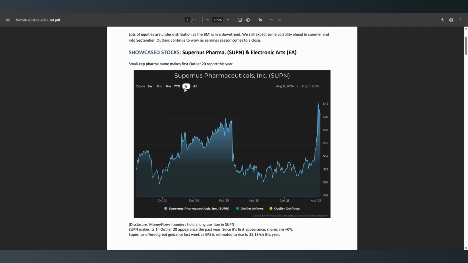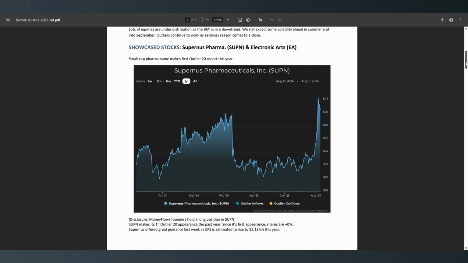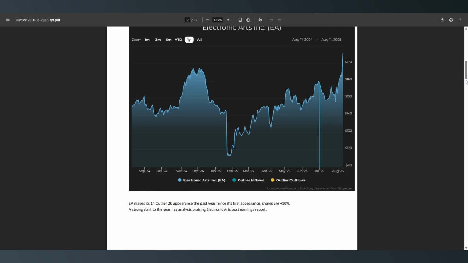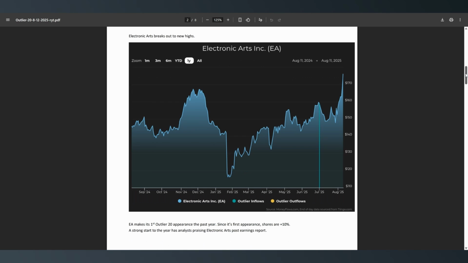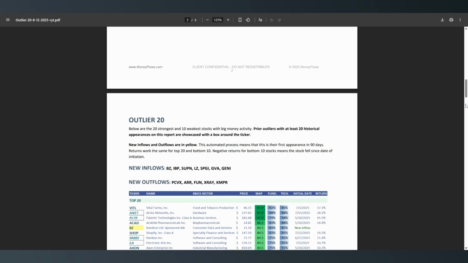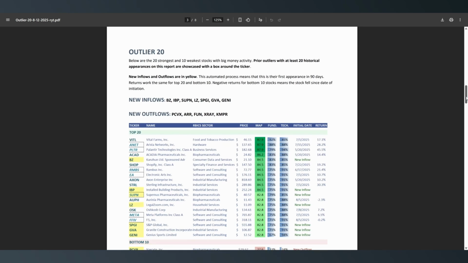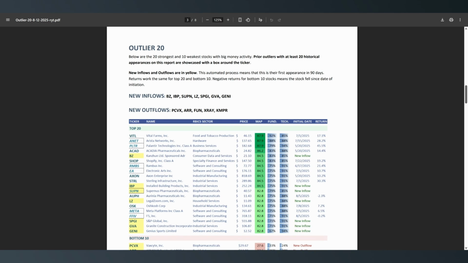Here we can look at the showcase stocks, Supernus Pharmaceuticals, and also Electronic Arts. You can see that Electronic Arts has seen one outlier inflow this year. You can see that by that blue bar. And let's go ahead and look at our top 20. The number 1 ranked stock is Vital Farms. You can also see Arista Networks is up there.